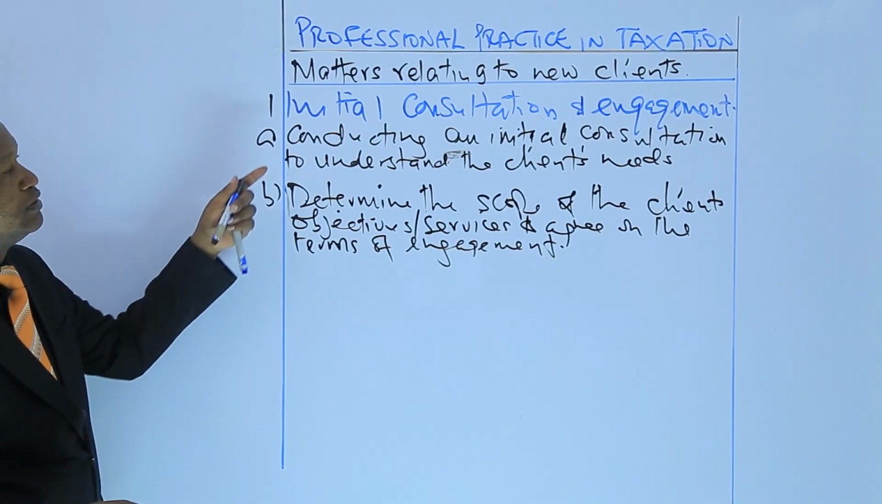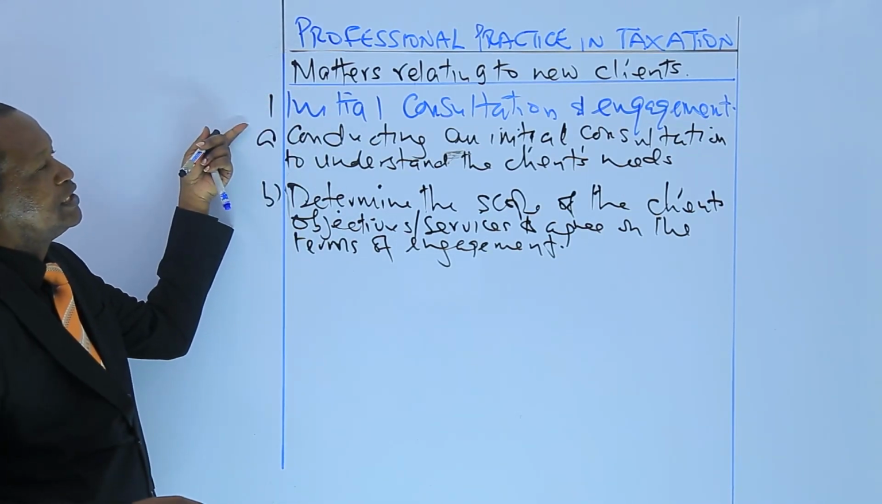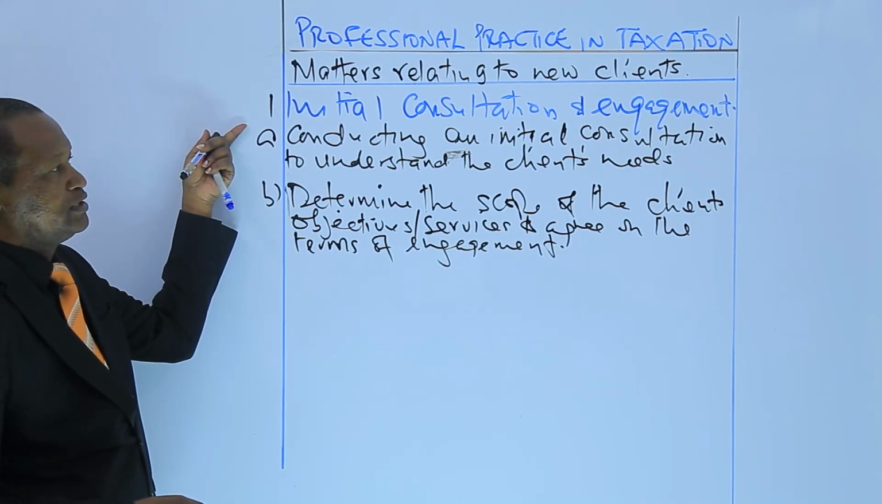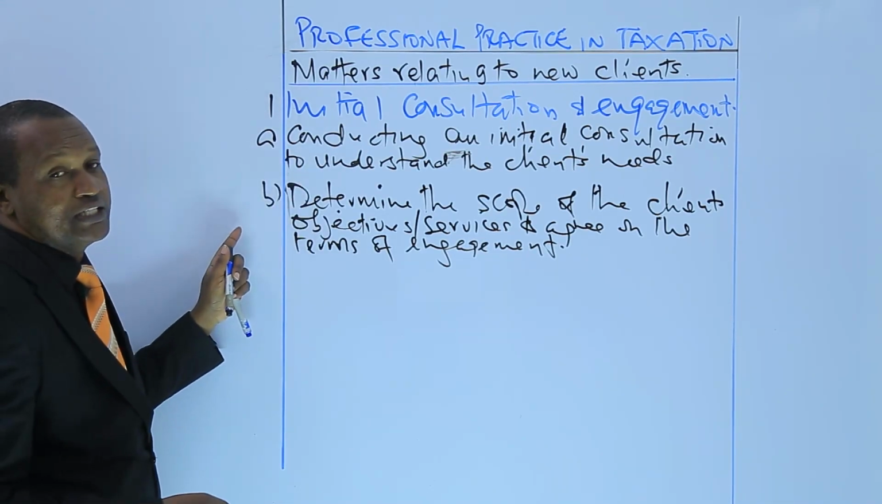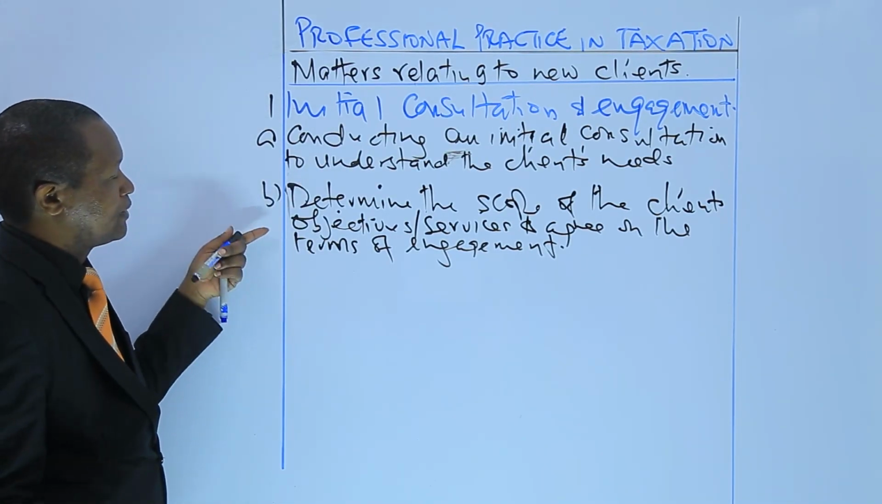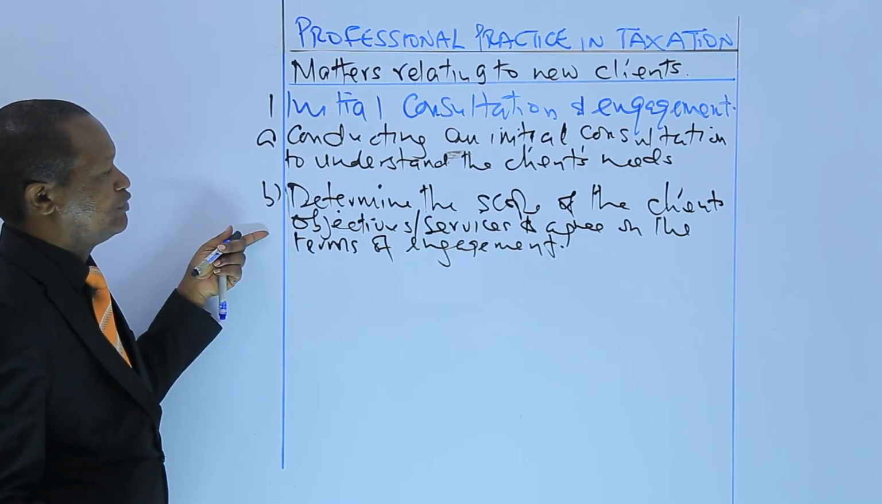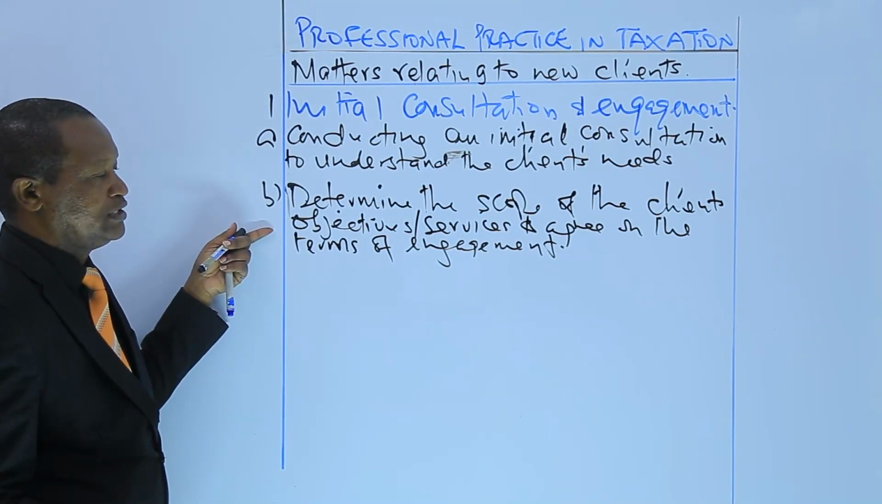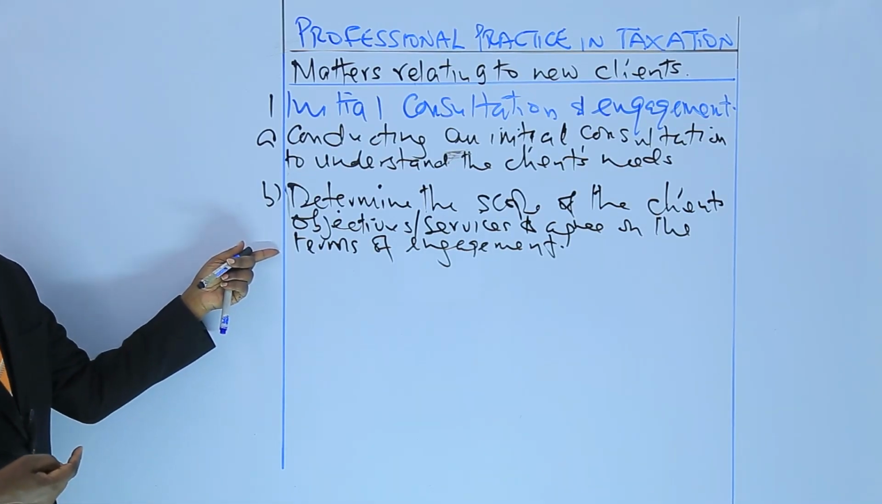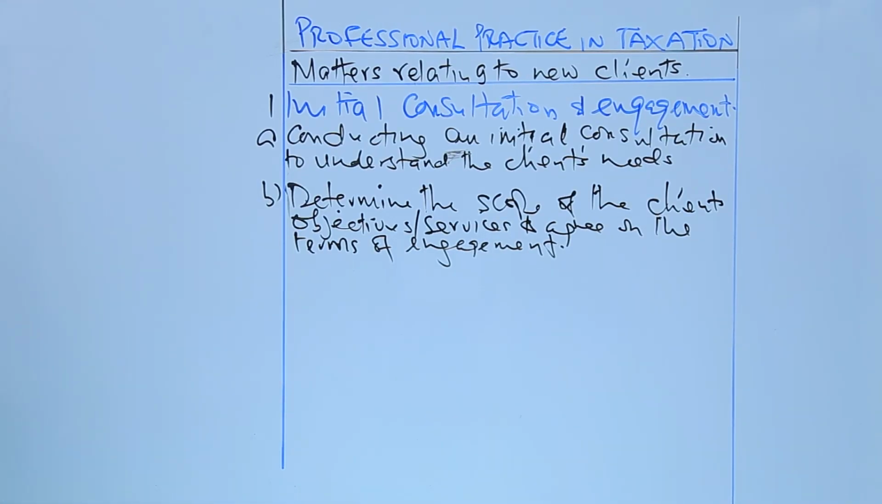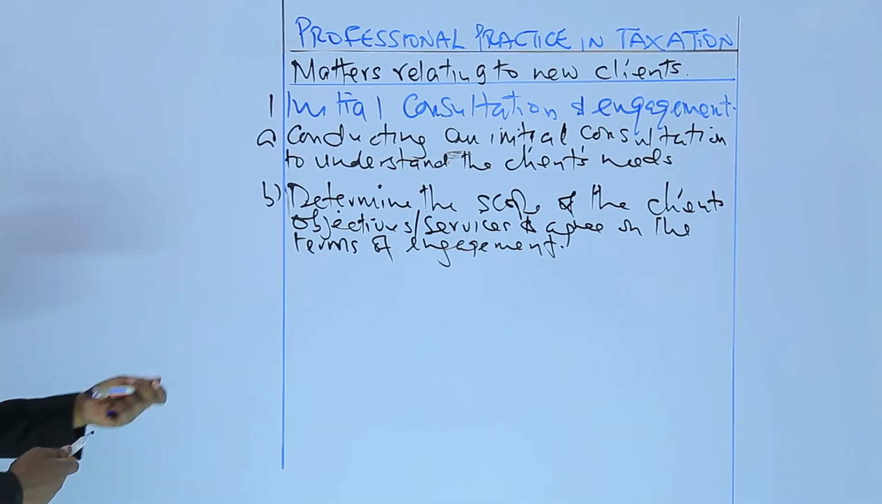So matter number one, initial consultation and engagement. A, the purpose is to conduct an initial consultation in order to understand the client's needs and the tax situation. B is to determine the scope of the client's services, then agree on the terms of engagement. Do you understand? That is number one.